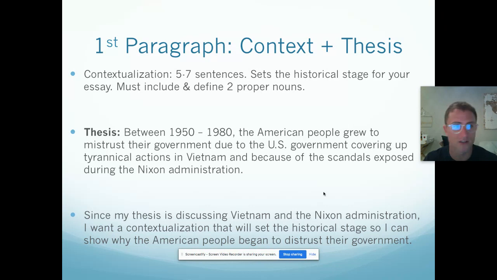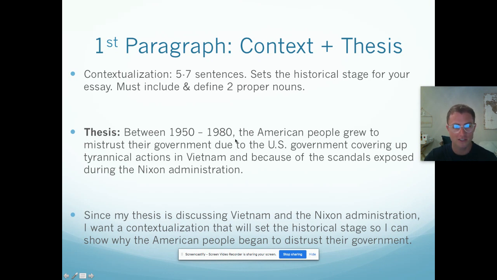What else do I have to do in that intro paragraph? I have to contextualize. Contextualization, 5 to 7 sentences. Most importantly, guys, you are setting the historical stage for your essay. If you are going to start writing an essay on growing mistrust of the American people between 1950 and 1980, well, maybe if you're going to start talking a lot about Vietnam, then talk about the entry into Vietnam. Talk about why this became such an element of distrust, such an object of discord between the American people and their government, right? That is good contextualization right there. Make sure it's 5 to 7 sentences, and make sure that you use and define two proper nouns. You have to define your proper nouns.